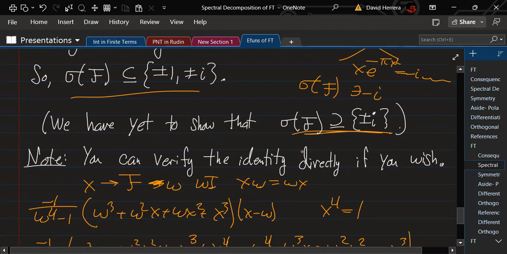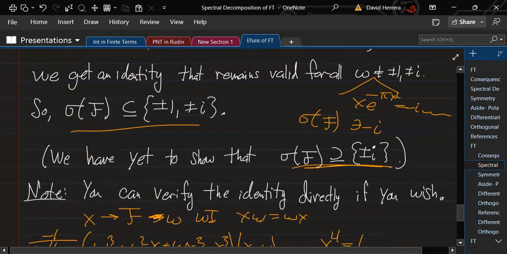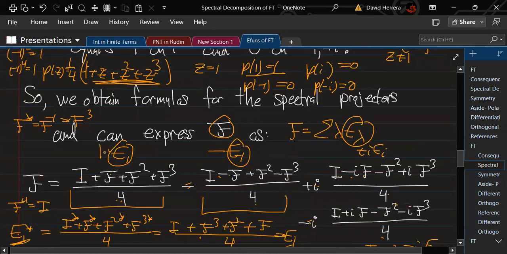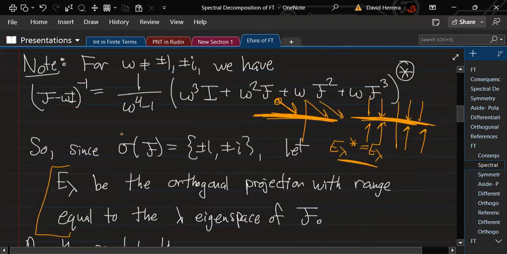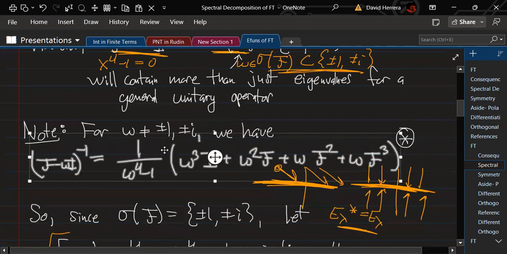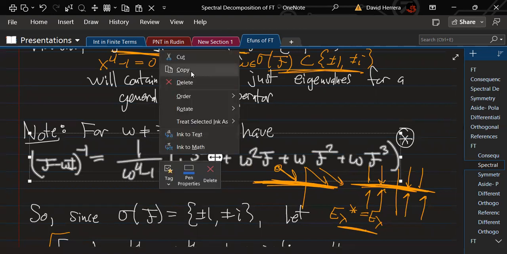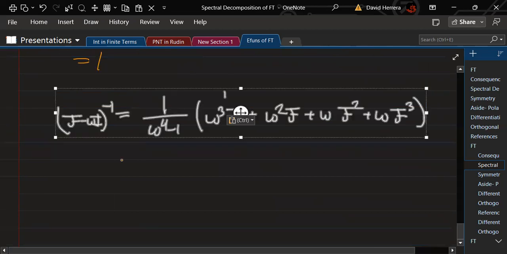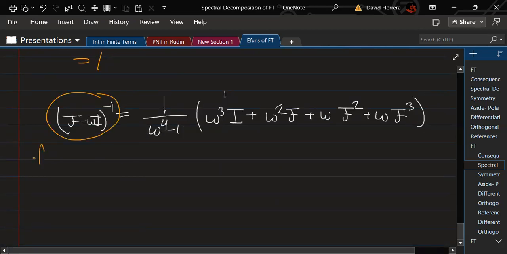Note, we can verify the identity directly. That's what we just did here. We verified that the equation was true. One thing I wanted to mention is that you can actually get this identity in a different way. Because all that you need, this is just a functional calculus thing. All that you need, what do you know here? This is some kind of continuous function, like f of lambda. And f of z is 1 over z minus omega. It's just a continuous function on the complex numbers.